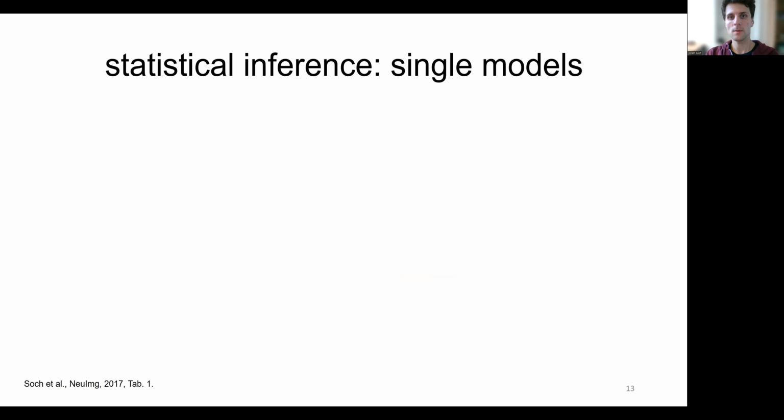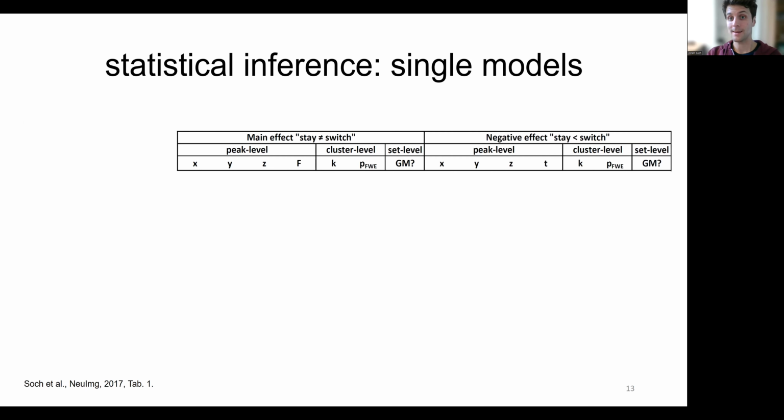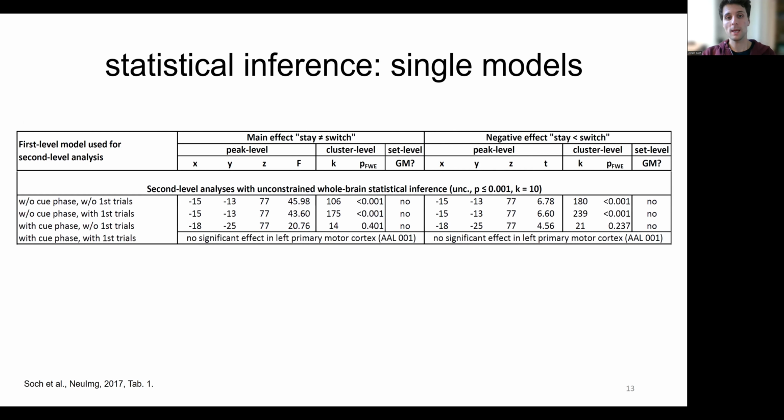In statistical inference, we were interested in activity differences between stay and switch blocks with respect to the delay phases. And there in fact existed such an effect. And if we assessed this effect using the individual first-level models, we were not able to find any activation using the most complex model, which included all the variables of no interest.